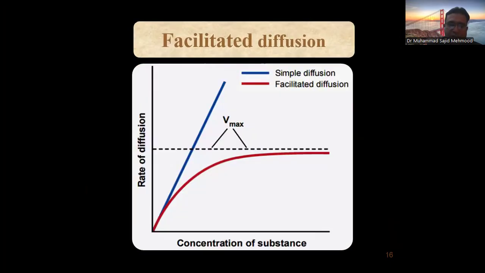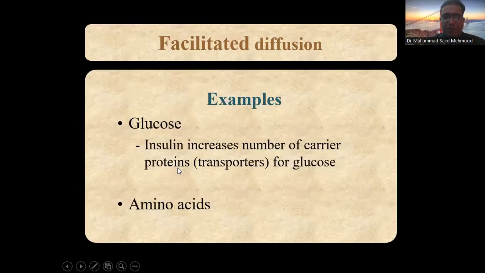So this is an example of the maximum transport. In case of facilitated diffusion, you can see that after a certain extent the curve becomes flat, and there will be no more transport of molecules across the membrane. While in simple diffusion, there is a corresponding increase: whenever the concentration increases, the transport will increase correspondingly. The examples of facilitated diffusion are glucose transport and amino acid transport in the GIT.